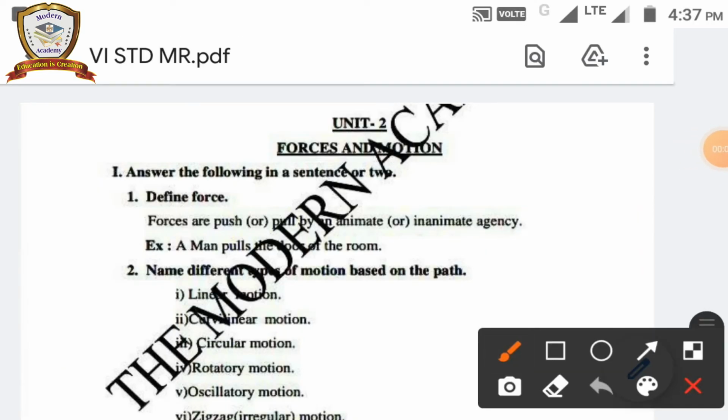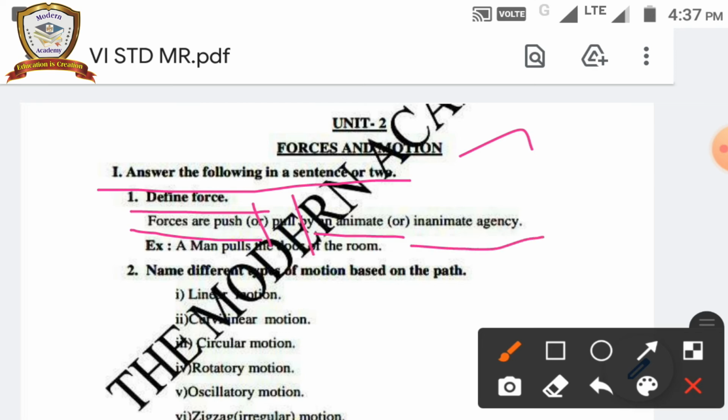This is your material reading session. For today, the unit heading is forces and motion. See the first one, matter. Answer the following in a sentence or two. Your first question: define force. Force: forces are push or pull by an animate or inanimate agency. Example: a man pulls the door of the room.